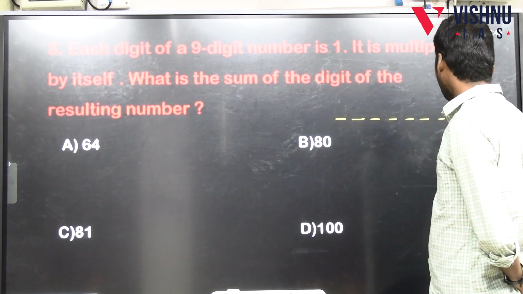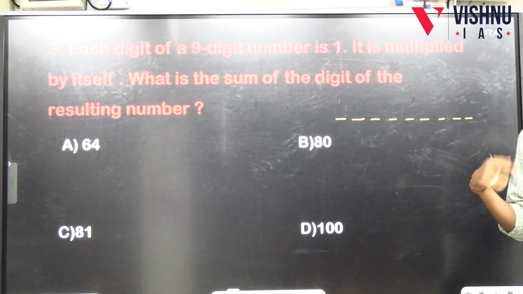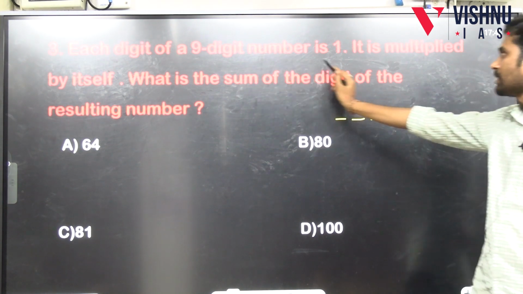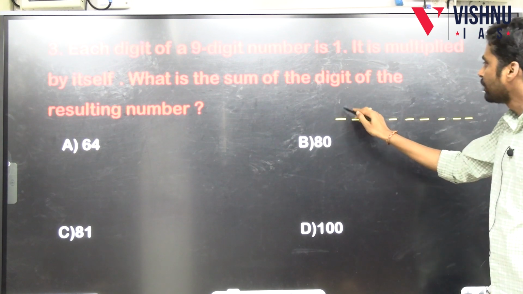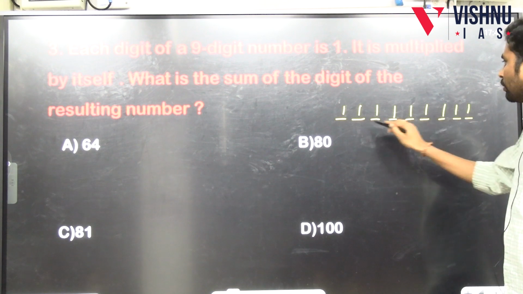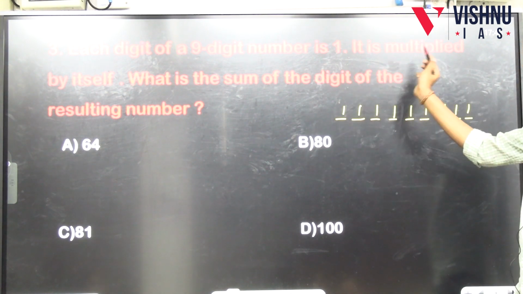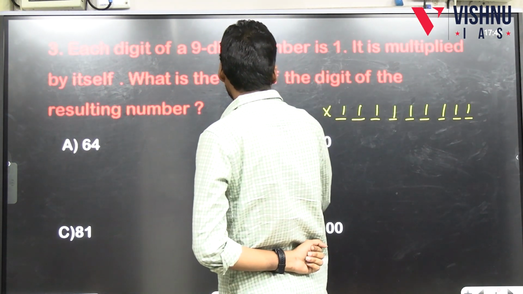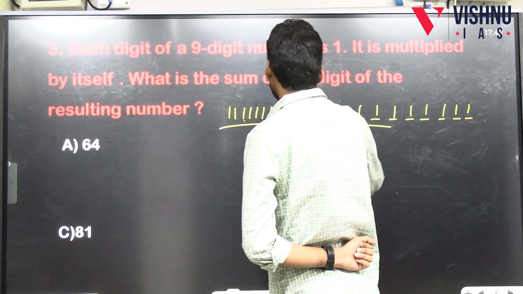This is also a number system question, related to squares, finding out the squares. In that concept, we will discuss this one. Each digit of a 9-digit number is 1. So there is a 9-digit number, and each of the digits is 1 only, so the number is 9 times 1. It is multiplied by itself, which means this number is again multiplied by the same number.